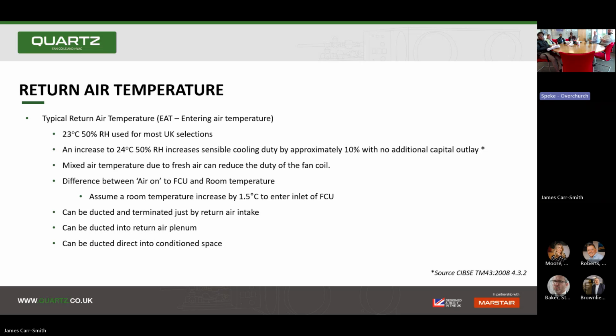Obviously, we've talked about being ducted or terminated, just using the return air intake. So you can return duct straight from the room, so that 23 would go into the back, or it can be mixed up into the void space and drawn from there.